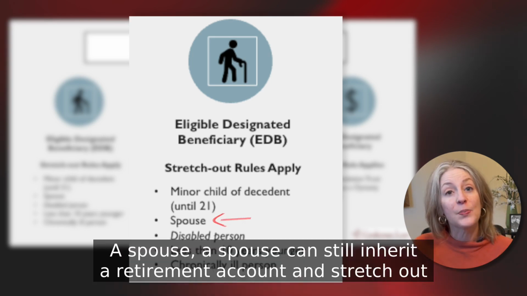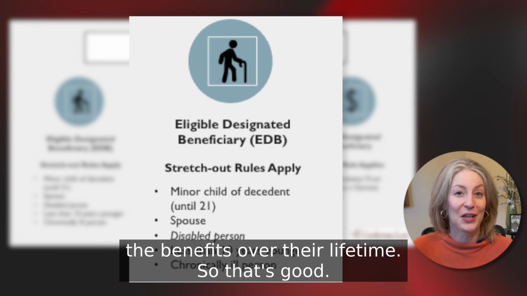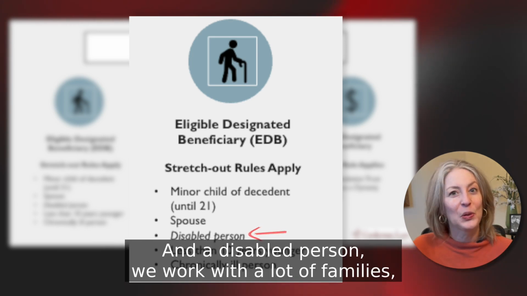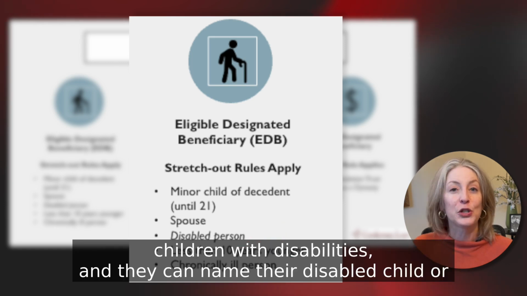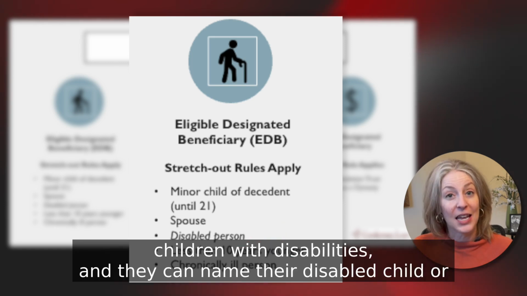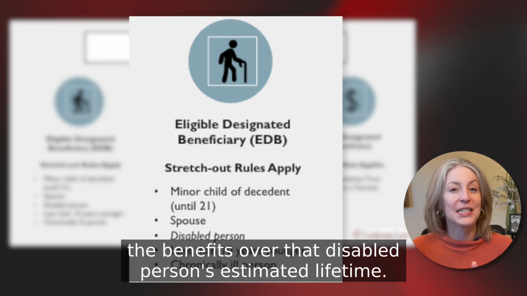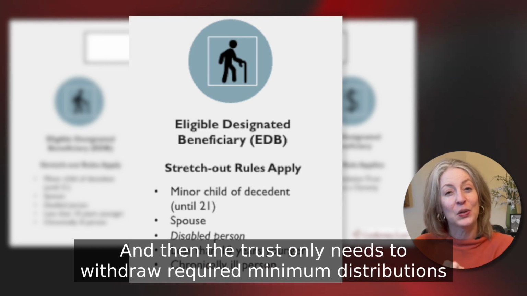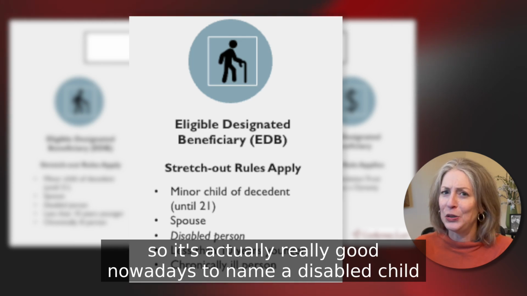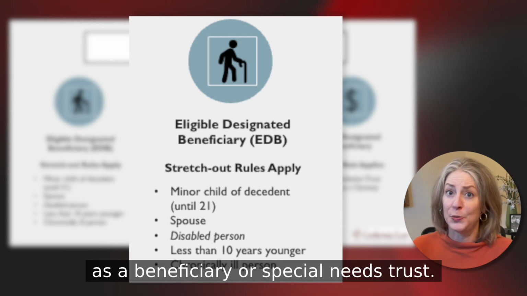A spouse can still inherit a retirement account and stretch out the benefits over their lifetime. So that's good. And a disabled person. We work with a lot of families with children with disabilities, and they can name their disabled child or the Disabled Child Special Needs Trust as a beneficiary and stretch out the benefits over that disabled person's estimated lifetime, and then the trust only needs to withdraw required minimum distributions. So it's actually really good nowadays to name a disabled child as a beneficiary or special needs trust.